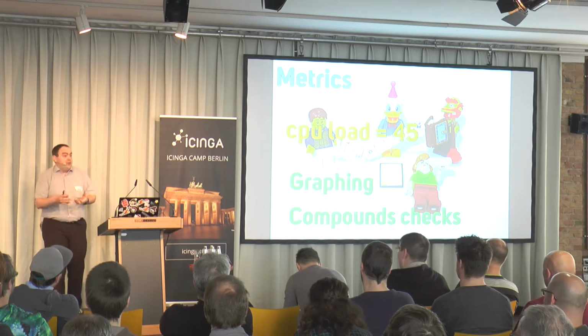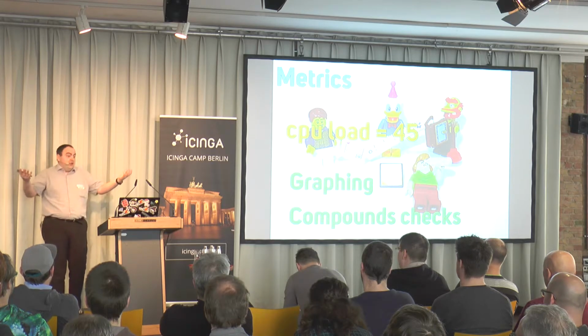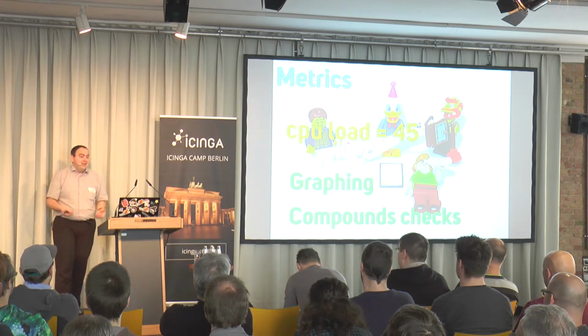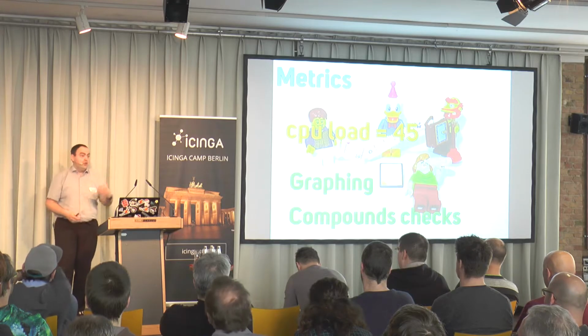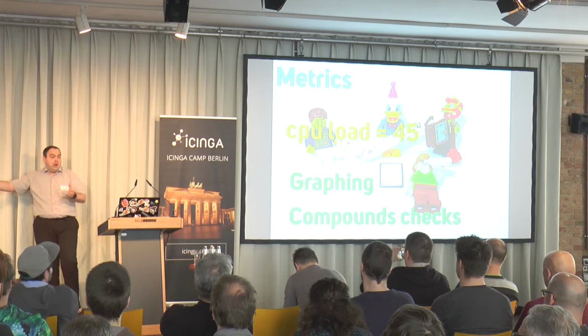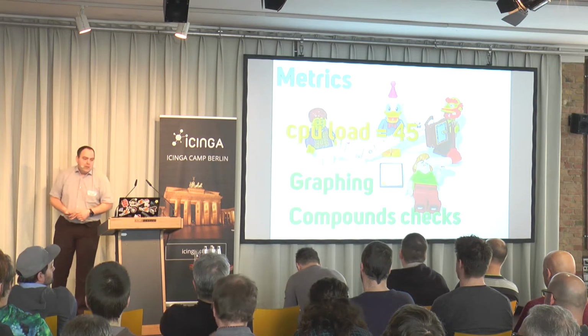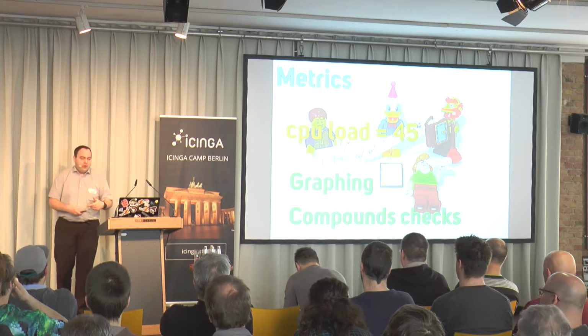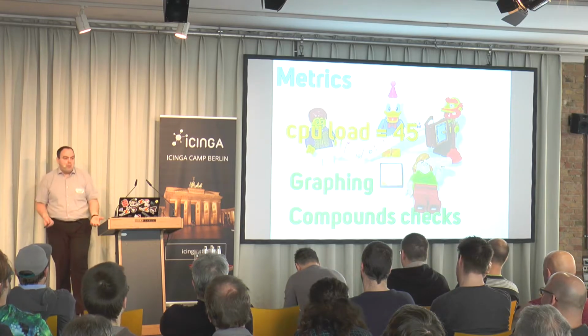I mean, having an alert at CPU 90%, yeah, you can do it, but it doesn't really mean anything. It can mean something, and it could be a good indication that something is wrong, but as long as you have the bandwidth on other servers, it doesn't really matter. But all of these metrics are useful for graphing and doing things like compound checks.